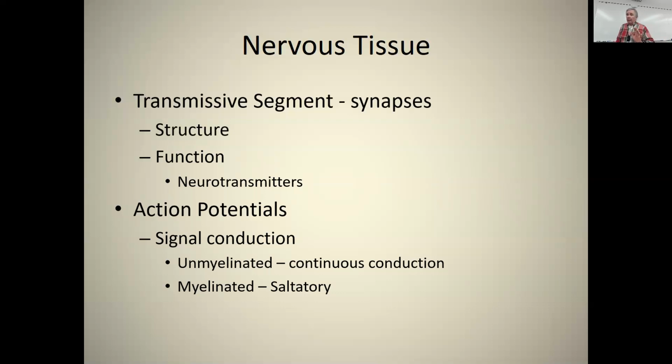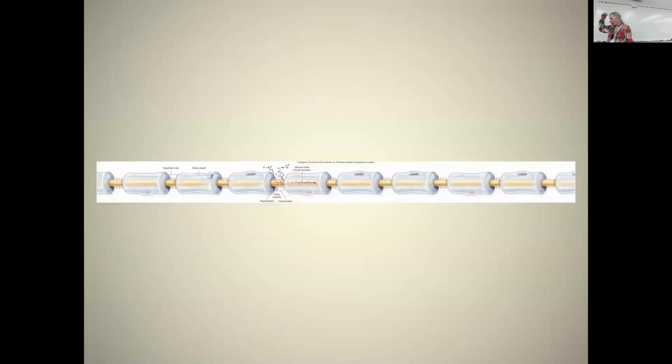And that's why it's a lot slower. But myelinated axons, and this is the real value of myelin, really speed up conduction. It's called saltatory conduction. Now, this is really hard to see here. It's small, but it's right out of the book.